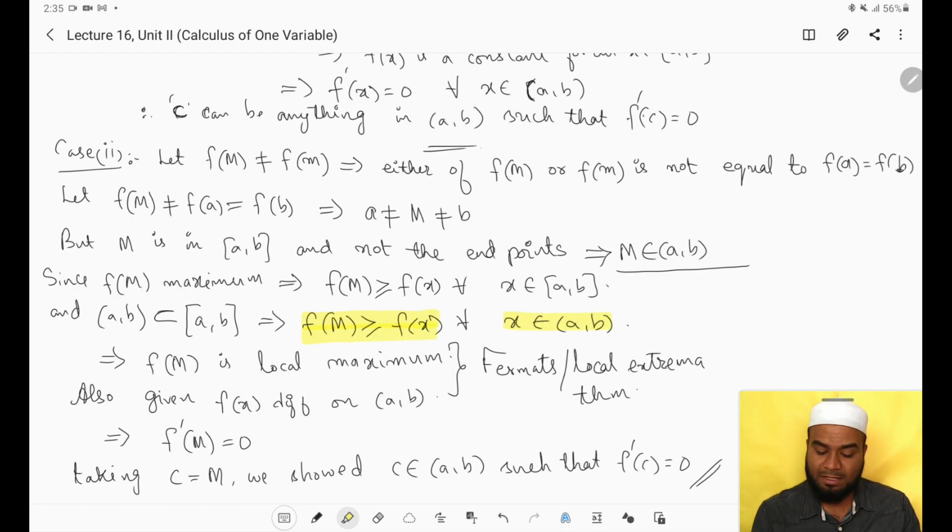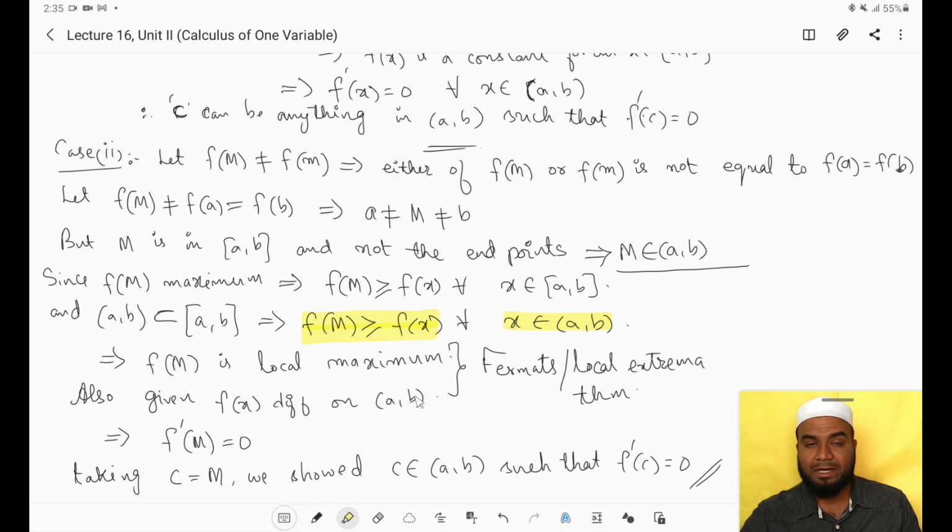Whatever the condition is there, that condition is true on the open interval. So that is why this open interval will behave as a local interval for this global interval a comma b. That is why f of m becomes local maxima, right? Also it is given that f of x is differentiable on the open interval a comma b. This I am writing from the second condition.